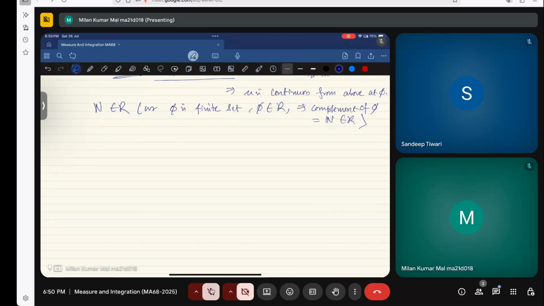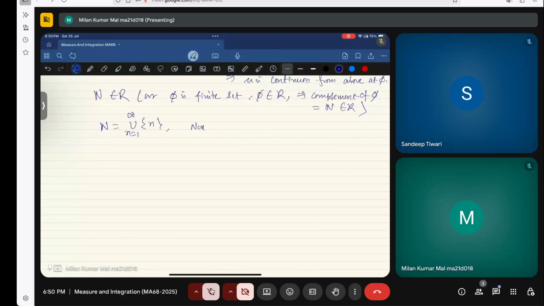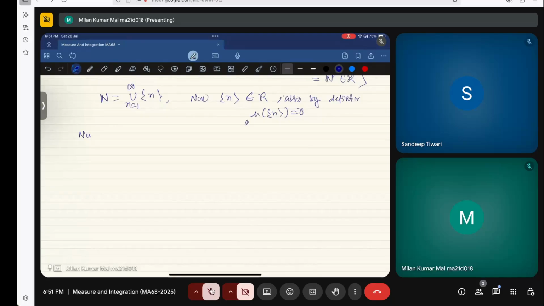So now the second thing is that I have to show what we can write. We can write N equals the union of n equals 1 to infinity of {n}. Now these sets are also in the ring, because they are finite sets. Also, by definition, mu of this set is equal to 0. And mu of {n} is equal to 0, and mu of this natural number set is equal to infinity.